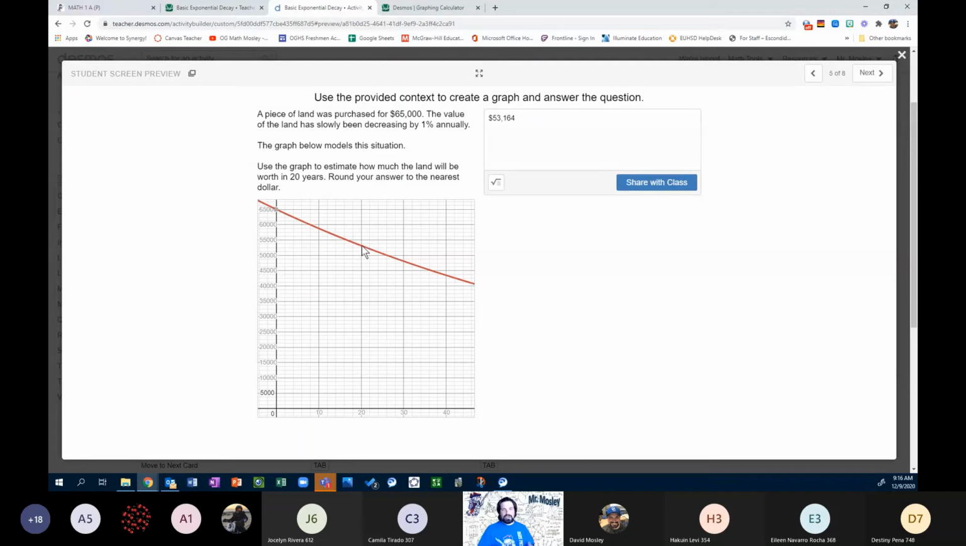So we can use this Desmos graph to get an answer better than we could just by hand, trying to trace to that point and estimating that way. We want to use the tools we have available. Are there any questions on this one and how to do that?